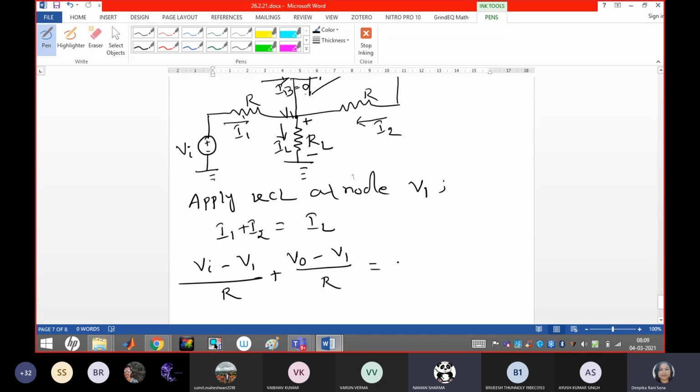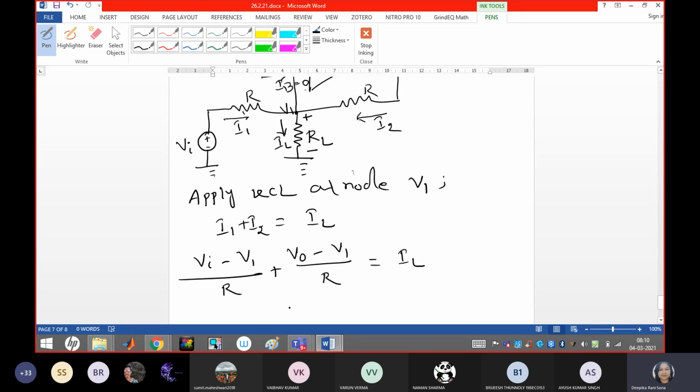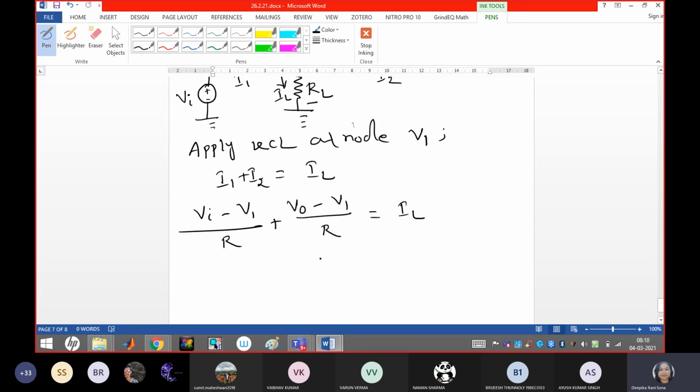IL we need, so let's keep it as it is. Later we may utilize this. Because we need the equation in terms of IL, we should not break this here. So let's leave it here. Now we will solve this part.